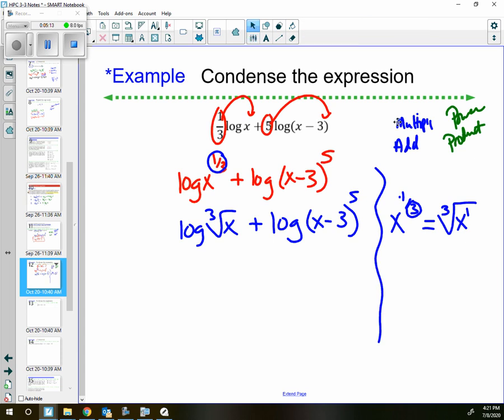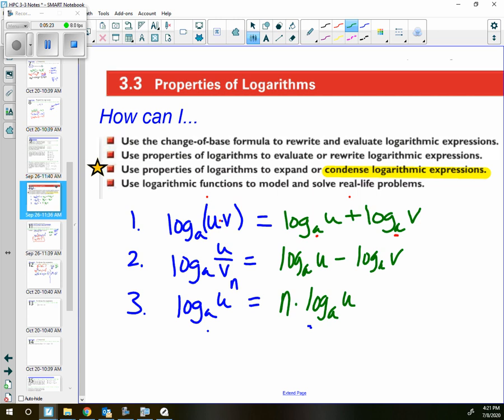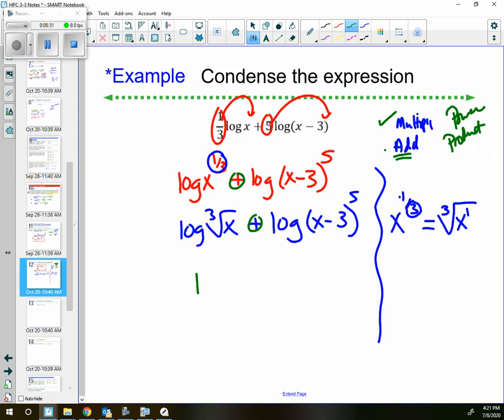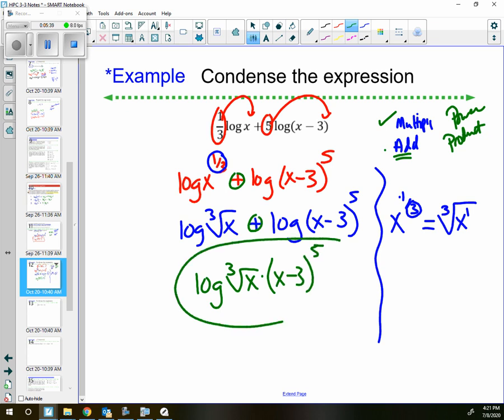All right, so we dealt with multiply the powers. Now we're going to deal with this addition, that plus sign in between. What does adding mean? That's the product. We're going back again to this property number 1. Again, we're starting at the green. I have the sum of two things. I'm going to rewrite it as the product of those two arguments. So that would be the log of the cube root of x times x minus 3 to the 5th, and I've written it as a single log.